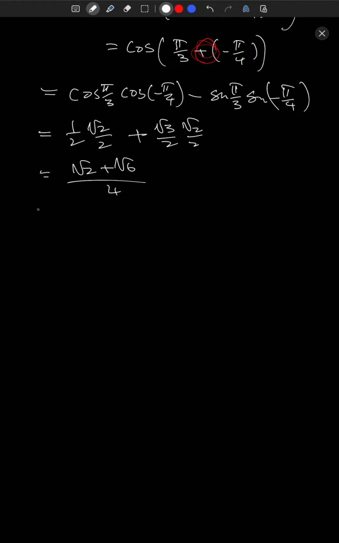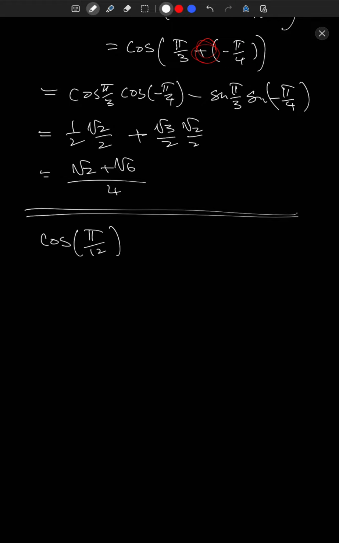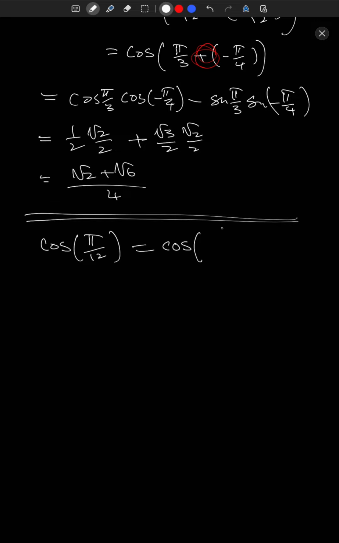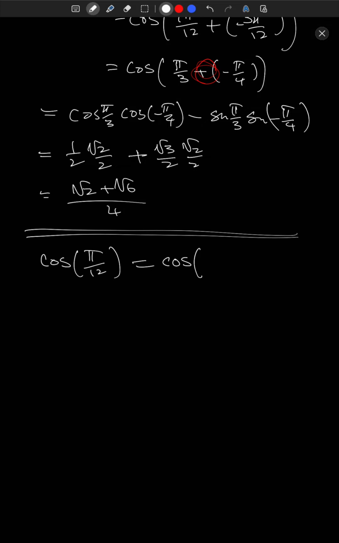Okay, one thing to note, the way I did this problem was I broke down, let's make it a little simpler, just pi over 12, into pi over 3 minus pi over 4, but you could do it in another way as well. So we could do this as cosine of pi over 4 minus pi over 6.